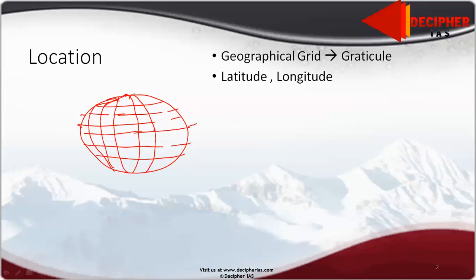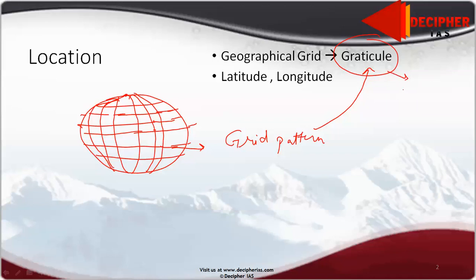This is a crude diagram. So this is the grid pattern, which is also called graticule. It is nothing but a set of interlinking lines, or lines which cross each other. So our geographical grid is an imaginary grid. The point to note is imaginary. That is, we don't see lines on the surface of Earth.